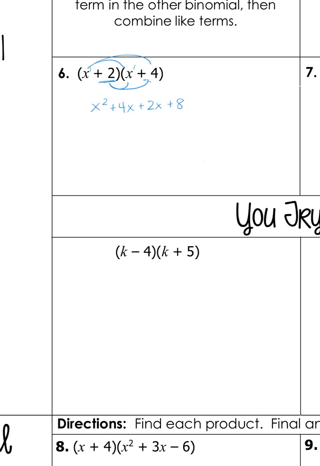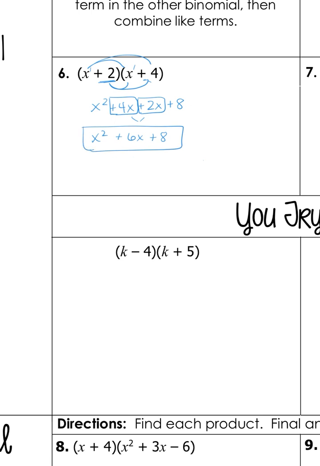Now for these, you have to make sure you go back and look for your like terms, because you're going to have some like terms. And so I have x squared. 4x plus 2x is going to give me 6x. And then plus 8. And that's my answer.